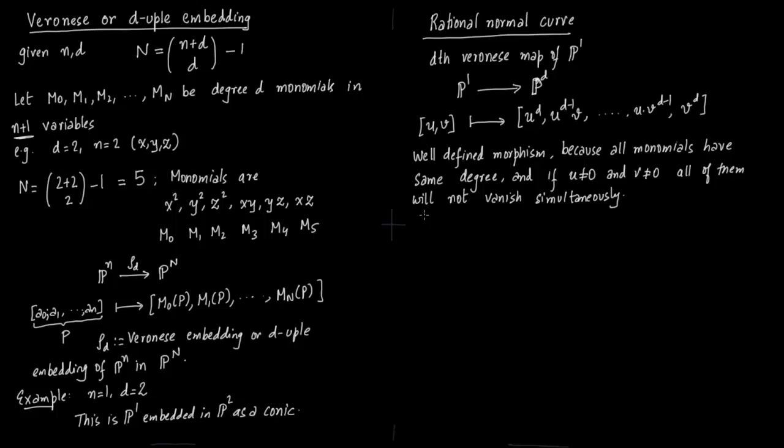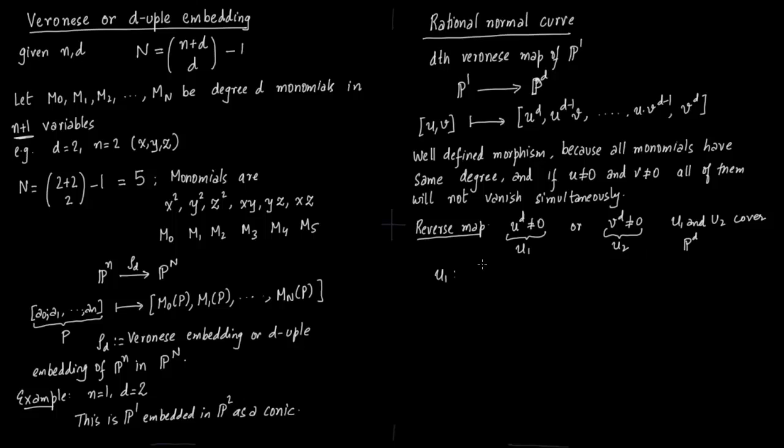So now we need to define a reverse map. That is a map from PD to P1. So again, we have to have two open sets, u1 and u2. So u1 corresponds to u raised to the power of t not equal to 0, and u2 corresponds to v raised to the power of t not equal to 0. These u1 and u2 cover PD.